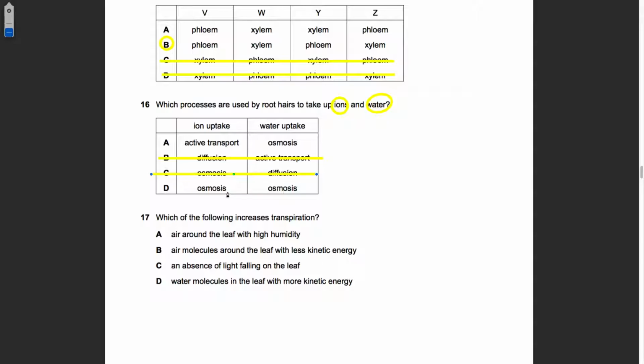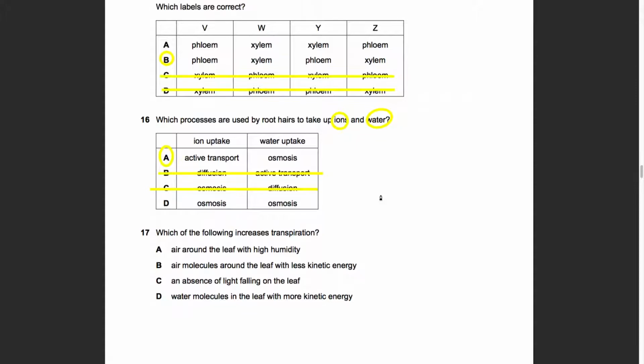With ions then, they are actually taken up by active transport. If you look at D, it's got osmosis for both. Now, osmosis is purely about the movement of water. So it has to be therefore A. Ions are taken up by active transport from the soil, which lowers the water potential in the root hair cell, and water will follow by osmosis. Right, that's A for 16.